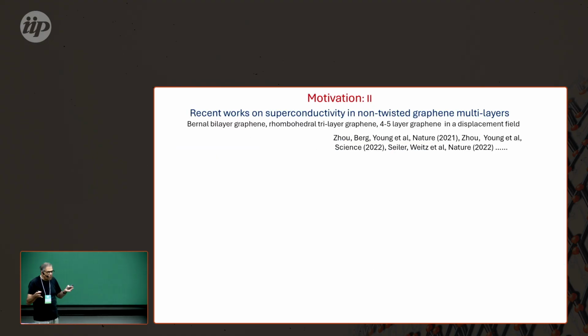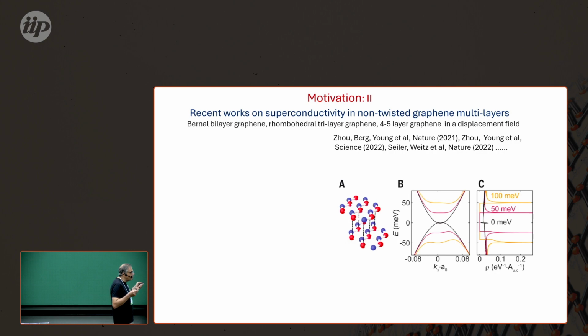Another motivation, of course, comes from materials which are much closer to the subject of this workshop. A number of experimental papers on Bernal bilayer graphene, rhombohedral graphene, 4-5-layer graphene, all in a displacement field. And they show basically, you know what, I don't have to do an introduction here, everyone knows what's going on. You apply a displacement field, you start splitting conduction and valence band. The price you have to pay, or advantage that you get, is an extremely flat bottom of the conduction band and flat top of the valence band, and in the presence of trigonal warping it's even more.